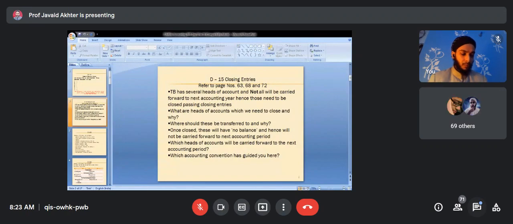Sir, can you please explain this again? Okay, now I am explaining in common language. Consider your revenue side, your credit side, as plus, and the debit side as minus. So which balance is it? Plus balance or minus balance?